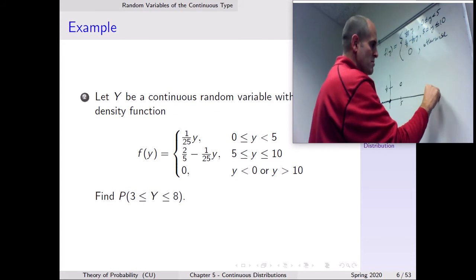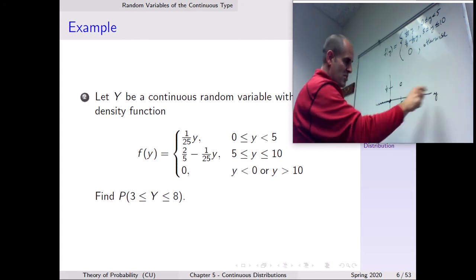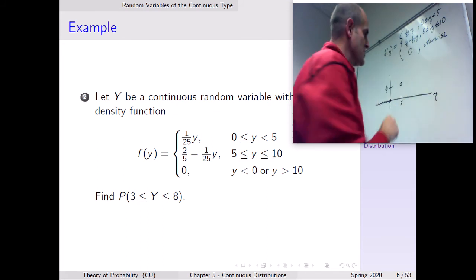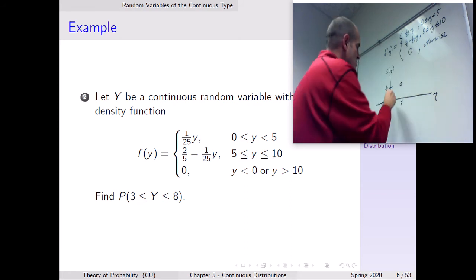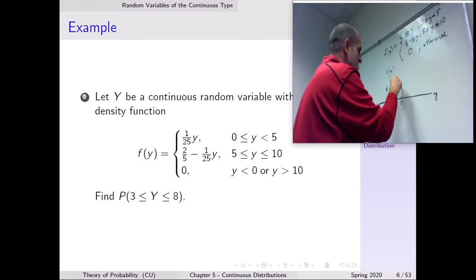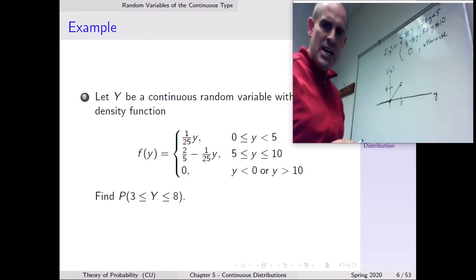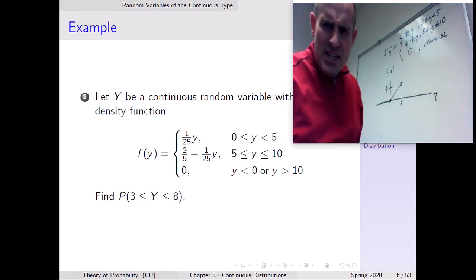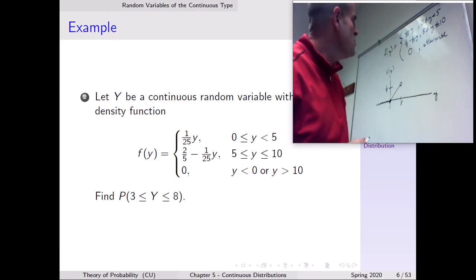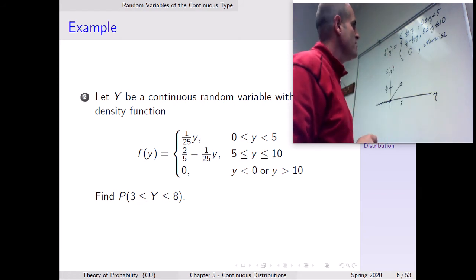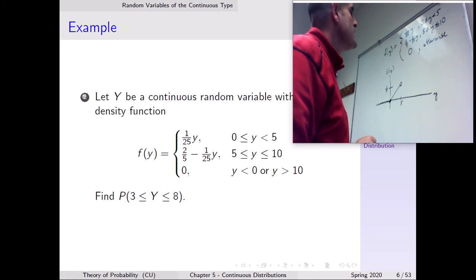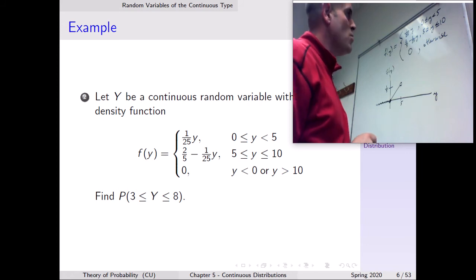This is kind of confusing because y is along this axis right here. So this is y, f of y. This thing goes like this up to this point, and then it's equal to 2/5 minus 1/25 y, for y between 5 and 10.